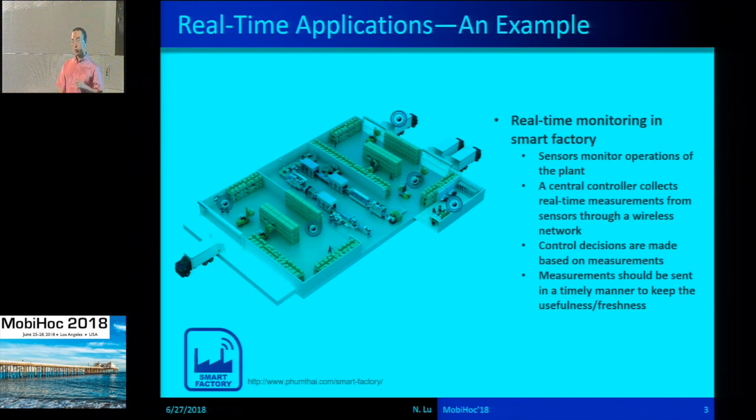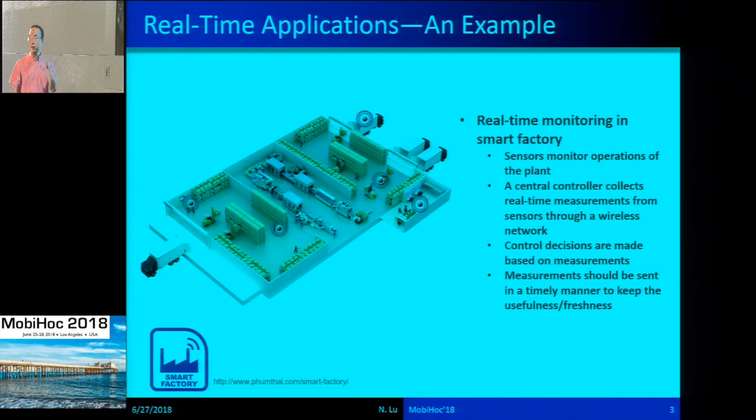So we have seen recently the deployment of many real-time applications. For example, what we have here is a real-time monitoring smart factory, where multiple sensors measure variables of a plant, and all the measurements are required to be sent to the central controller through, for example, a wireless network for control and monitoring purposes. To keep the usefulness of the measurement, we have to send it in a timely manner. Otherwise, it will become stale and thus useless. And too many useless measurements might not be tolerable and could affect the stability and control performance of the system.